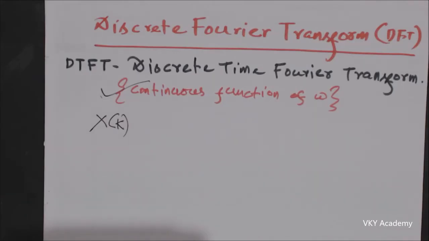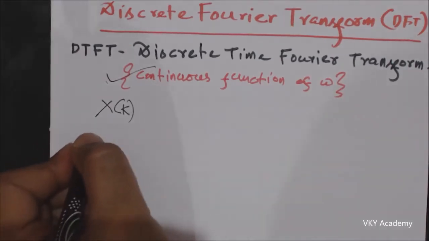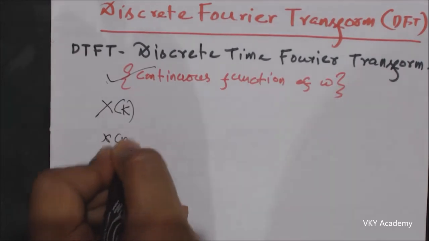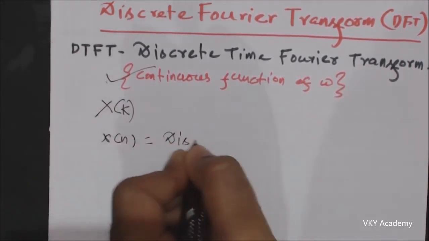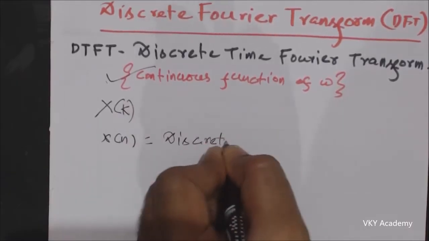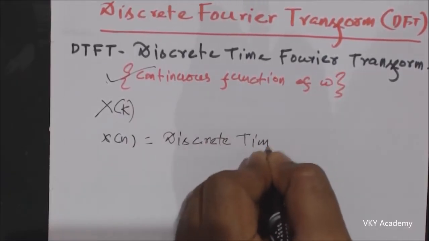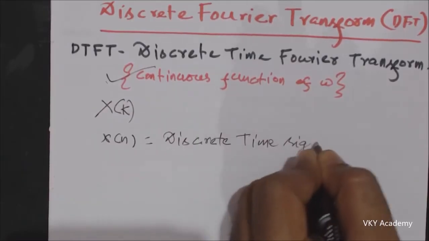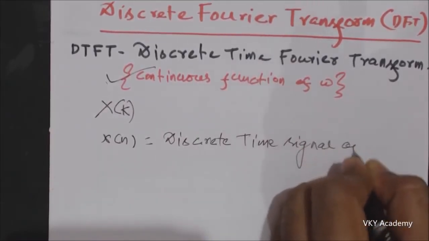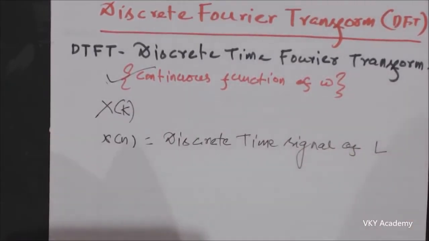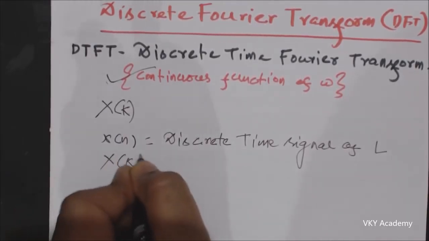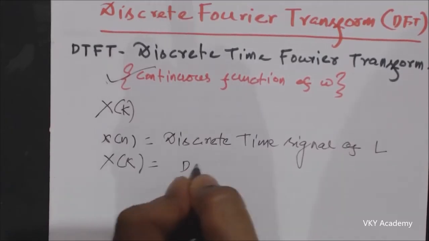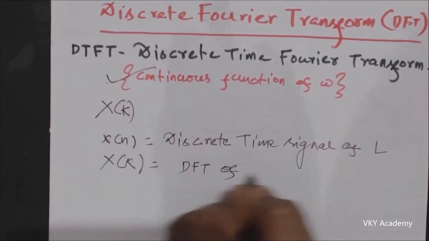So let us start the discussion of the discrete Fourier transform. Let us assume x of n is a discrete time signal of length capital L. Then capital X of k is the DFT of x of n.